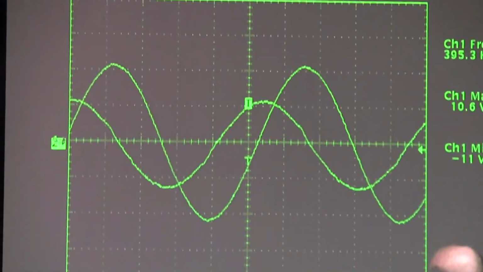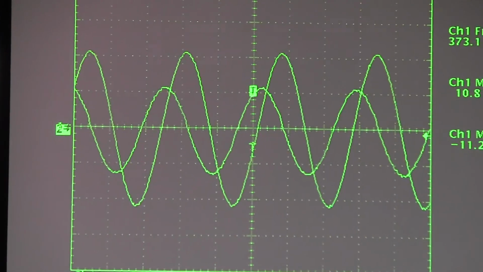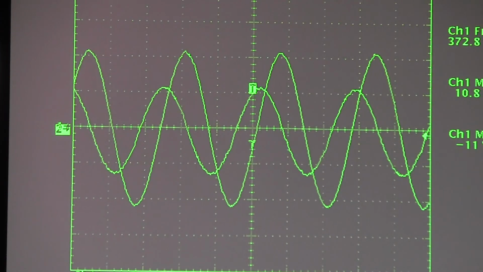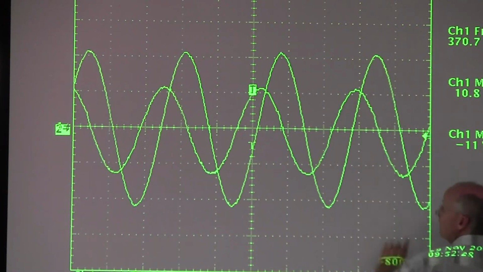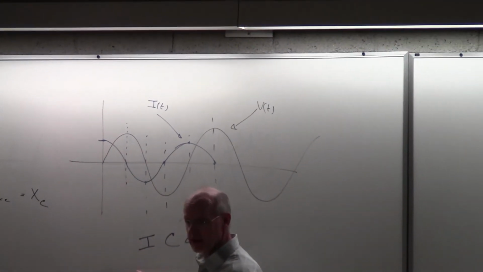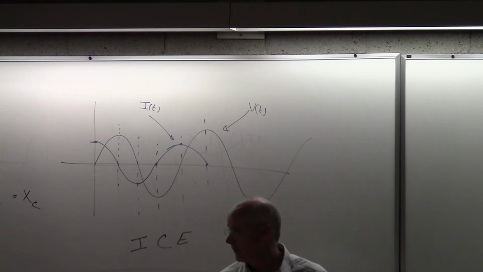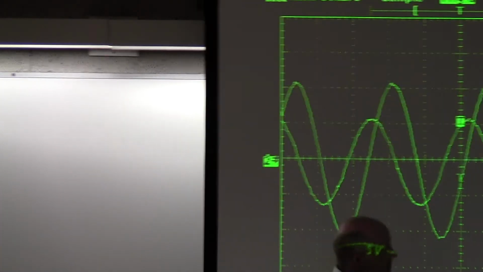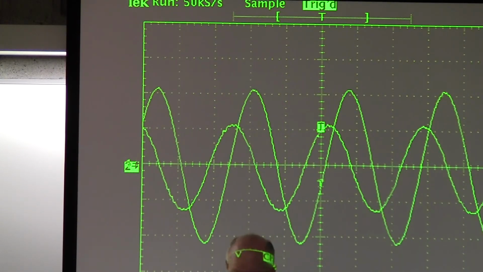And maybe I will turn the frequency down a little bit so it will show the effect more extreme. But this one here is the current. And the current, as implied by ICE, right, comes before the EMF. Okay? And so there's the I and there's the V. They're out of phase.